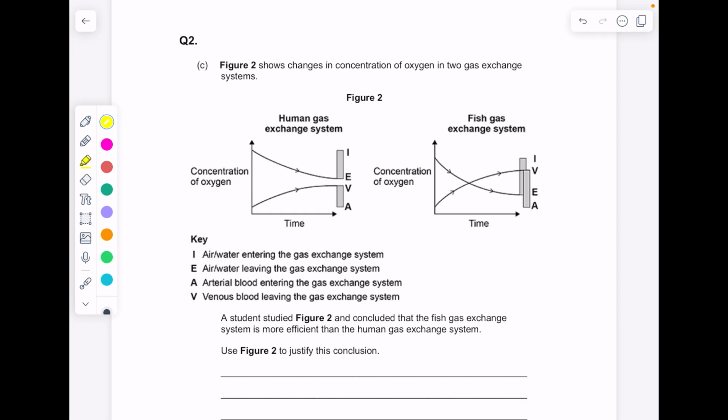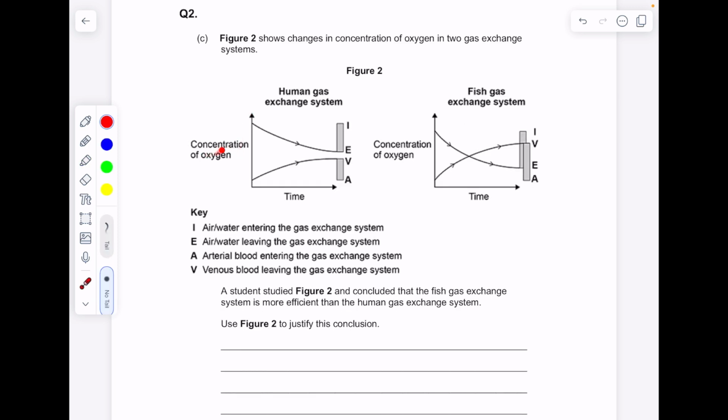Figure 2 shows changes in concentration of oxygen in two gas exchange systems. Just make sure you look at the graph we have. On our y-axis, the concentration of oxygen compared with time. Here's our human gas exchange system. This is our fish gas exchange system. You'll have seen a similar graph to this when I showed you the countercurrent airflow system of the fish. You can see nicely here the parallel flow system versus the countercurrent flow system.